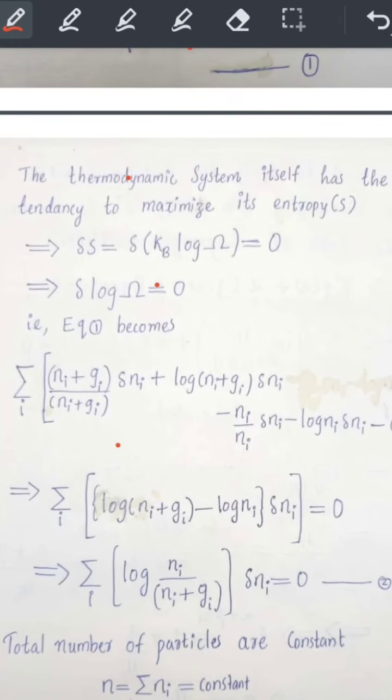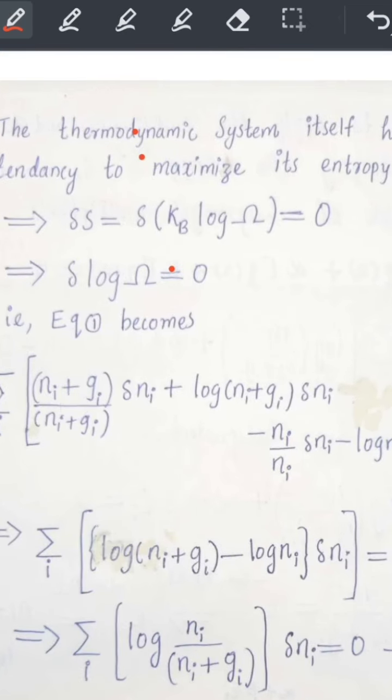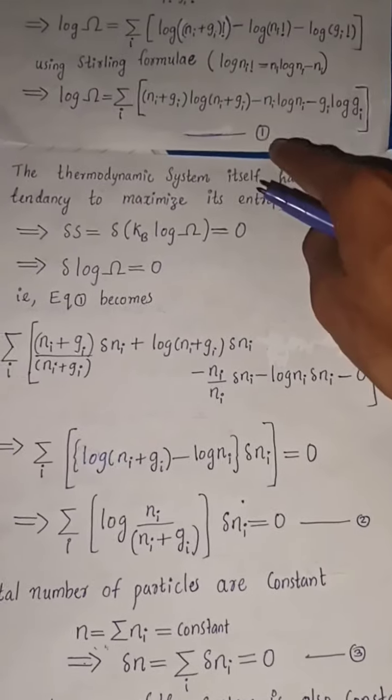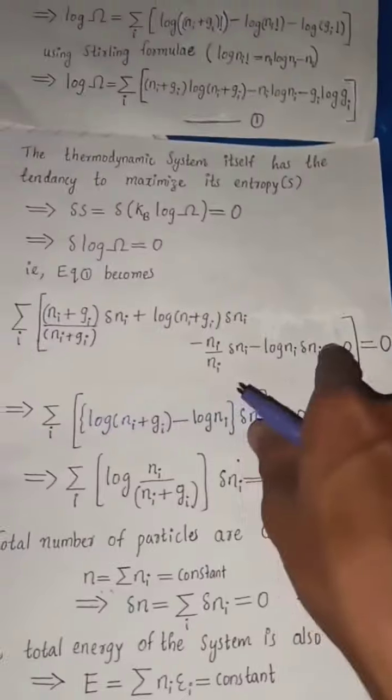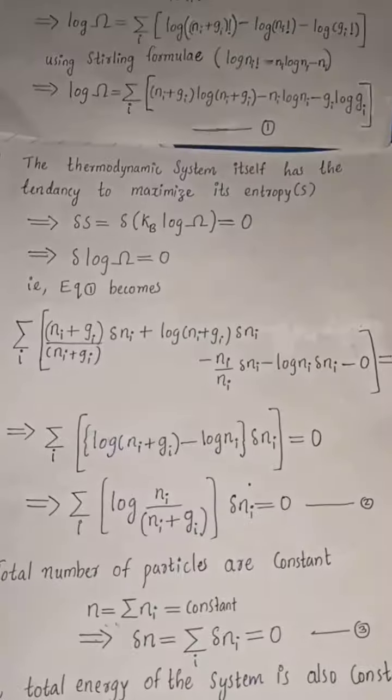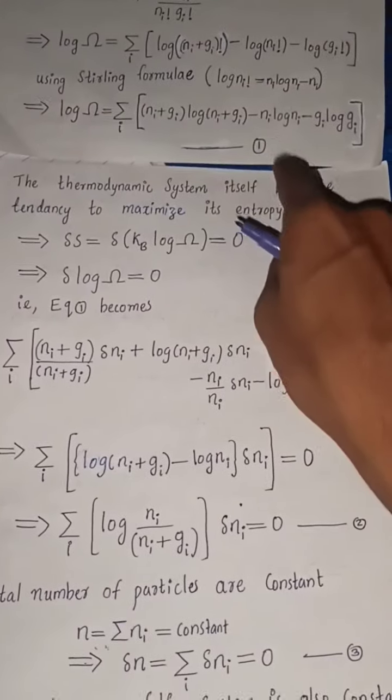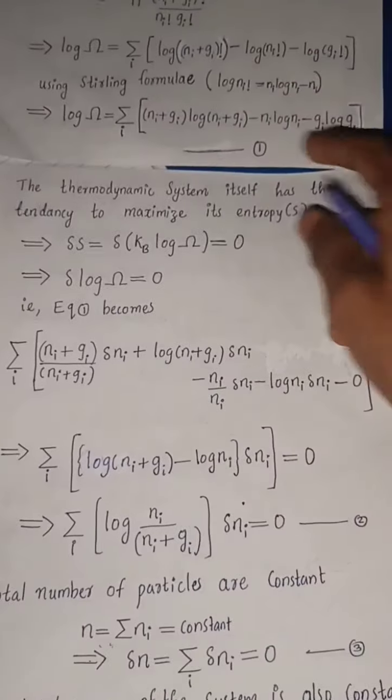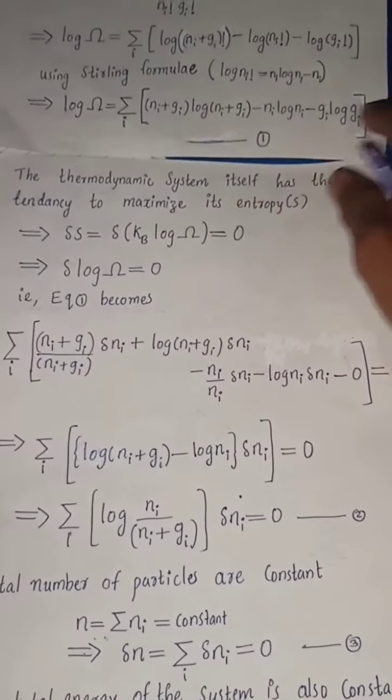So I can maximize this entropy. For the thermodynamic system, its entropy is maximum, so I can write delta S, the change in this S, as the change in this kb log omega, which is equal to 0, and this kb actually cancels with this 0. So you can simply say that delta, the change in this log omega, is equal to 0. Now I am going to connect this equation 1 with this equation. So I need to take the differential on both sides of this equation 1. So the differential of log omega is equal to the differential of this RHS, right hand side.